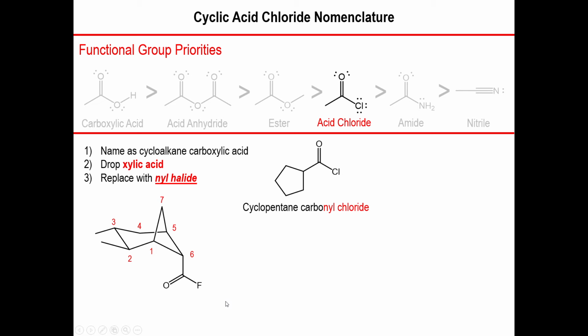So as far as naming this thing, we would say, okay, positions 2 and 3, we have methyl, so 2,3-dimethyl, and this is a bicyclo, 3 carbons on the left, 1 carbon on top, 1 carbon on the right side, so bicyclo 3.1.1. Altogether, that's 7 carbons within the bicycloalkane structure. And we have the carboxylic acid at position 6. But now we acknowledge that it's not a carboxylic acid, but rather an acyl fluoride. So we drop "-ic acid" and we replace it with "-yl fluoride". So carbonyl fluoride.